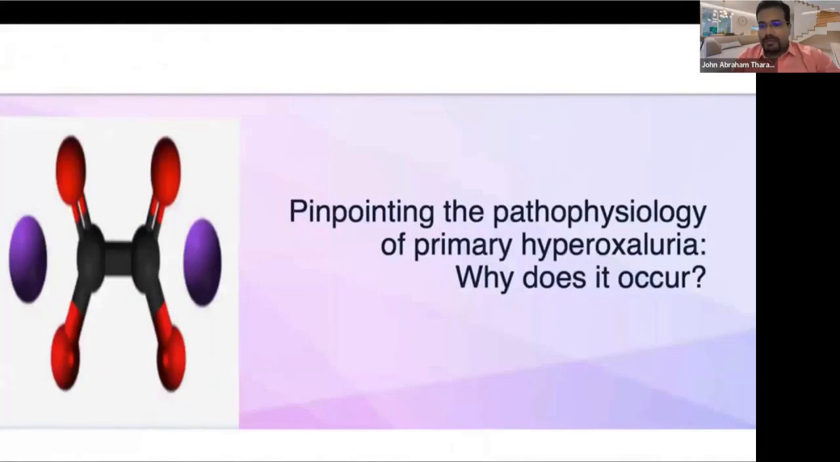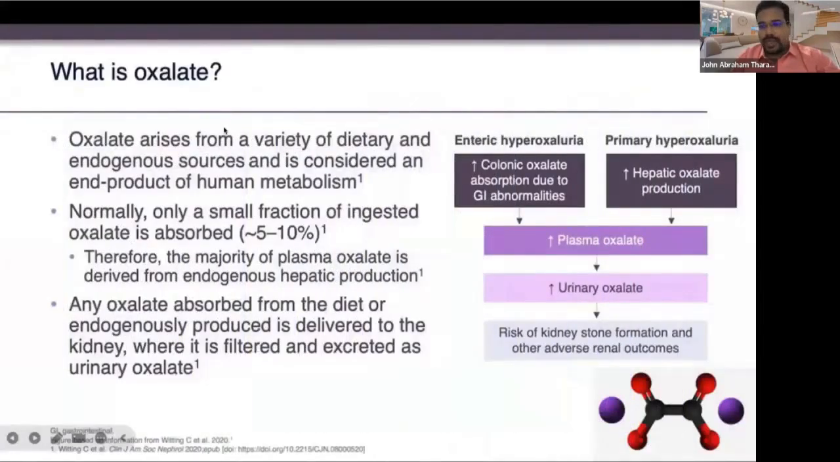So, pinpointing the pathophysiology of primary hyperoxaluria. Why does hyperoxaluria occur? For that, we need to know what is oxalate. Now, oxalate arises from a variety of dietary and endogenous sources and is considered an end product of human metabolism. Normally, only a small fraction of ingested oxalate is absorbed, approximately 5 to 10%. Therefore, the majority of plasma oxalate is derived from endogenous hepatic production. So, the liver is the main source of production.